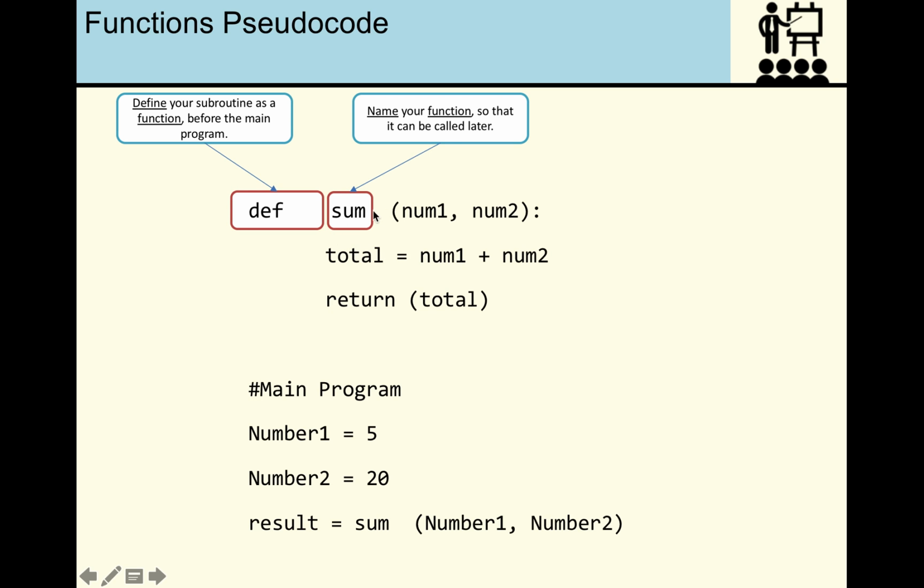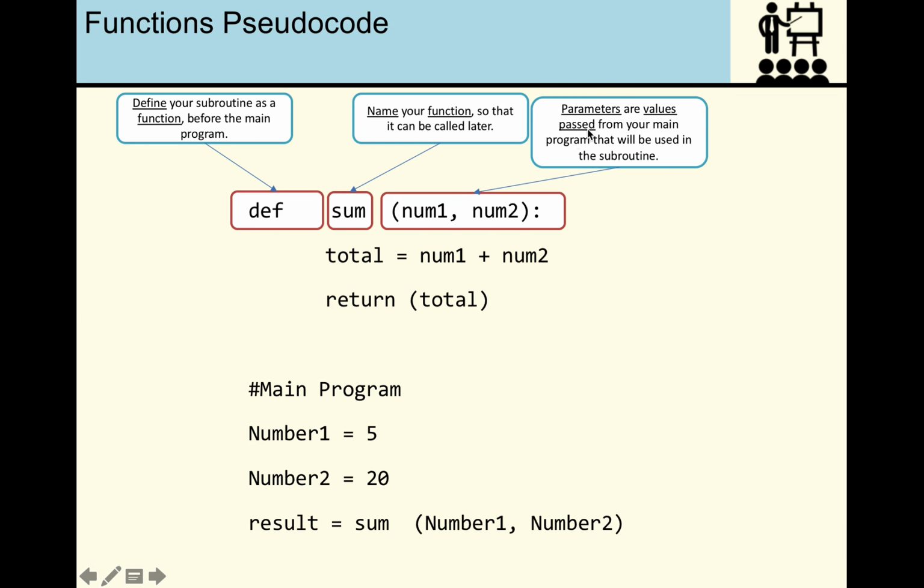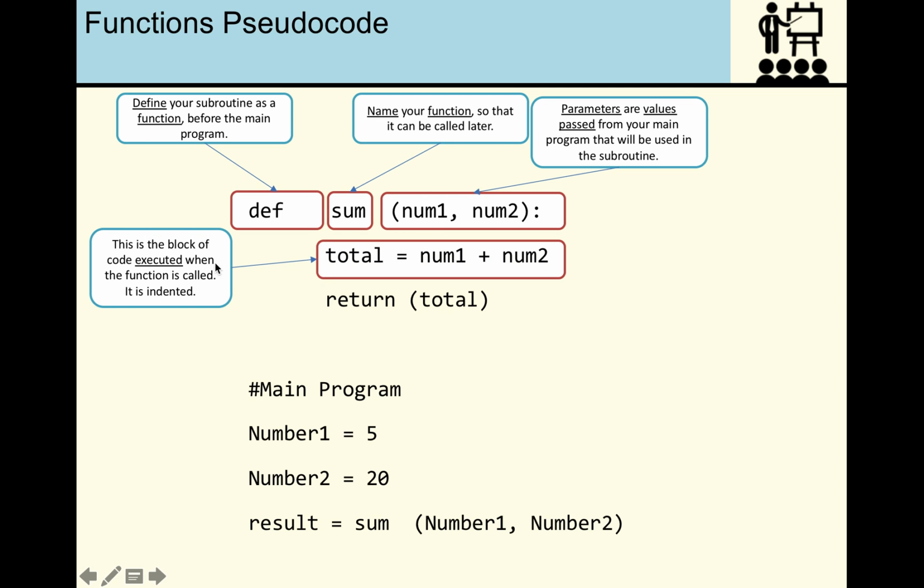And in this example, my subroutine is called sum, and it's a meaningful name because you're going to see why my function is called sum. And I have two parameters that have been passed from my main program, num1 and num2. And this is a block of code that's going to be executed in my function. It's indented, so I know it's part of my function.